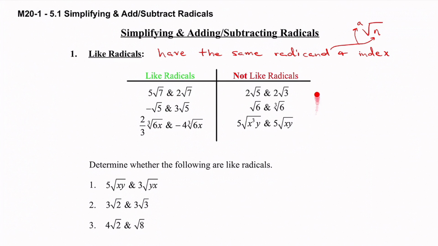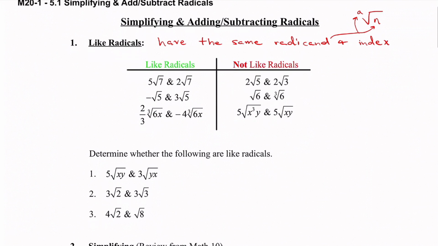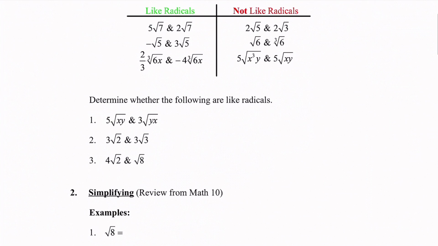Now for not like radicals, that's anything where the radicand, like the 5 and the 3, are not alike, or if the index is not the same. Like this is a square root and this one is a cube root. So those aren't alike. So the next thing we're going to look at, just below there, it says determine whether the following are like radicals.